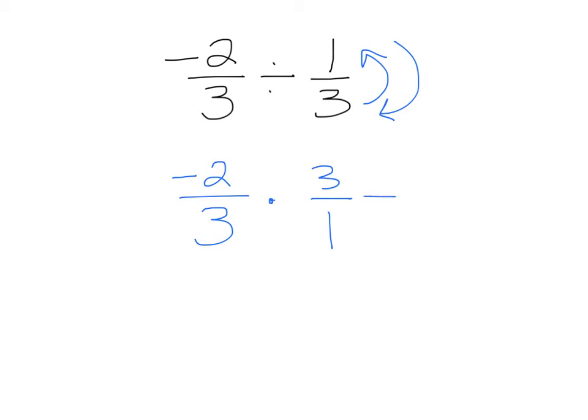So now we're just doing what we did before. Negative 2 times 3 is negative 6, and 3 times 1 is 3, and then negative 6 over 3 reduces to negative 2. That's it.